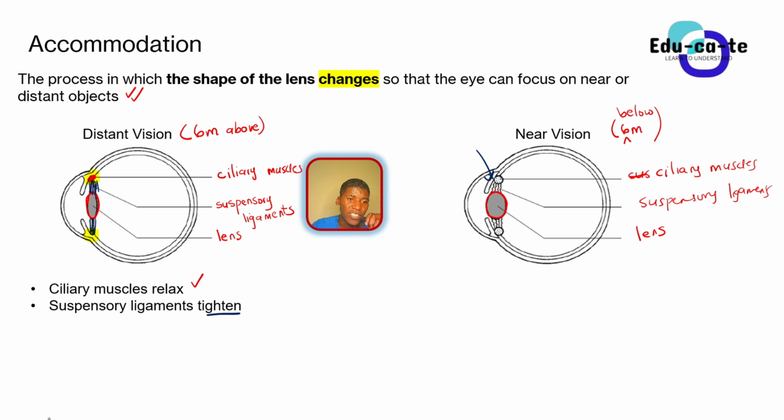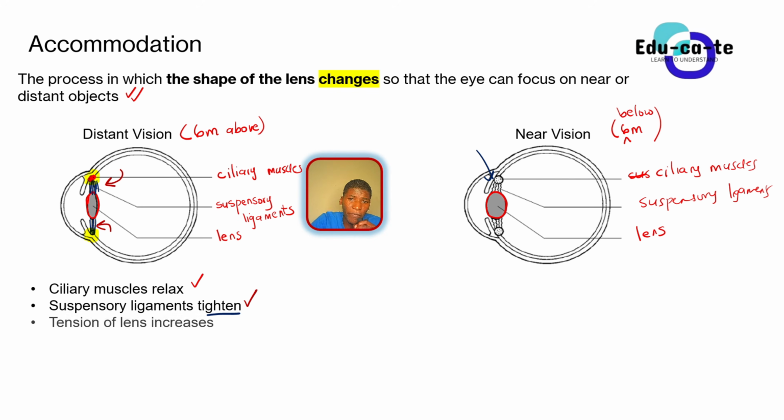All right. So the suspensory ligaments will do what? They will tighten. Remember that the suspensory ligaments are holding the lens. When they tighten up, the ones found on top here are tightening up and pulling the lens up, and the ones at the bottom here are also tightening up and pulling the lens down. So both of them are pulling the lens, they are tight. So the lens will feel more tension.